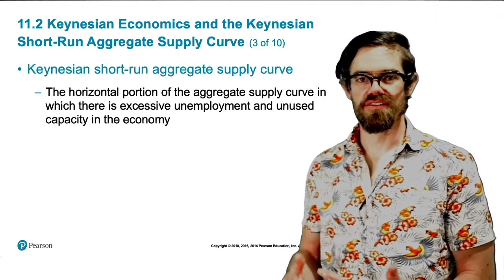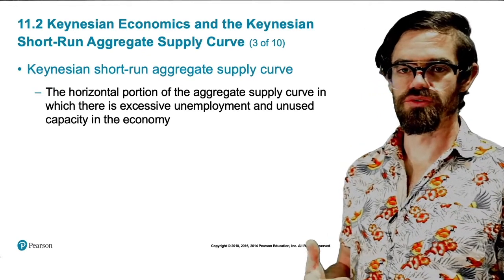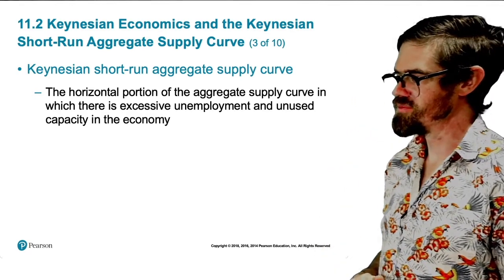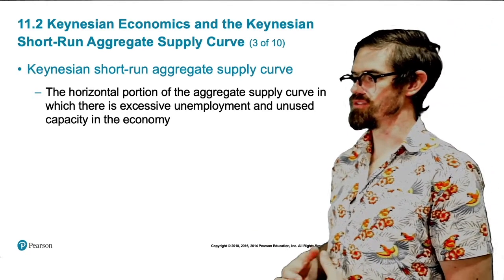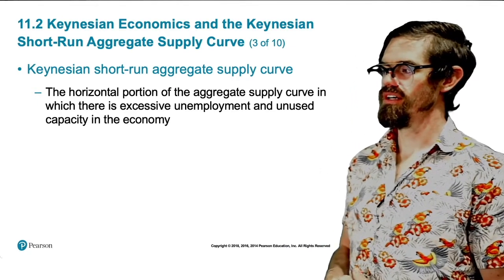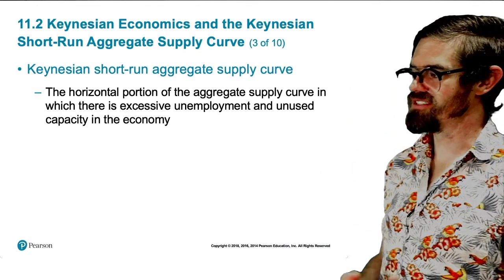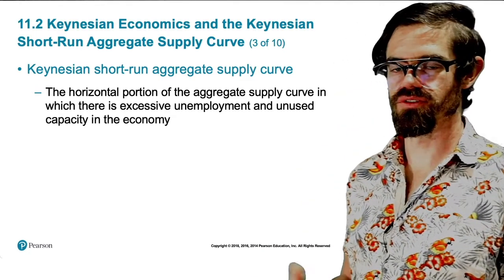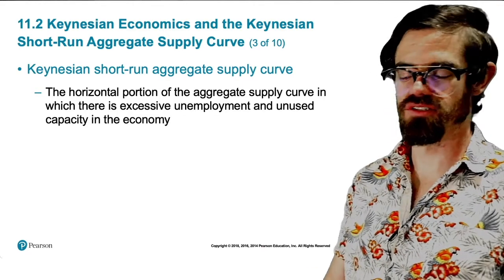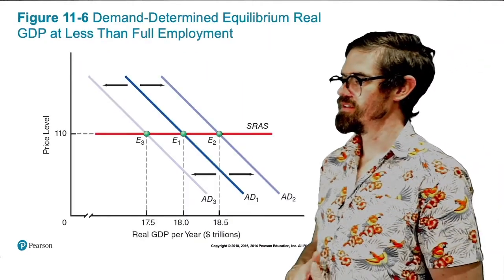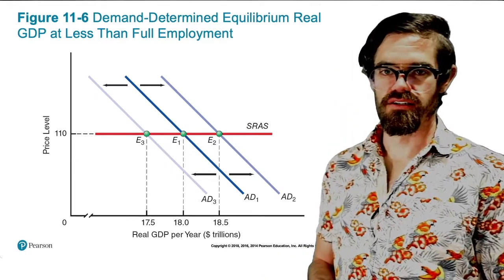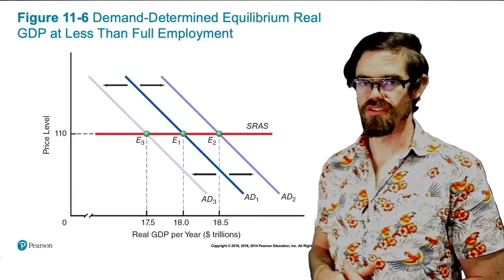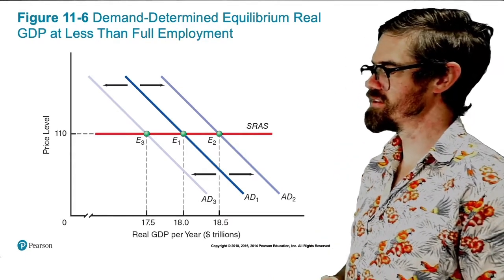And so this led to a development of the short-run aggregate supply curve, which is something we haven't seen yet. And so this is basically the horizontal portion of the aggregate supply curve in which there is excessive unemployment and unused capacity in the economy. So some unused resources, and it's somewhat persistent. So the original short-run aggregate supply curve was horizontal, just flat. The exact opposite of what we've seen so far with supply curves.